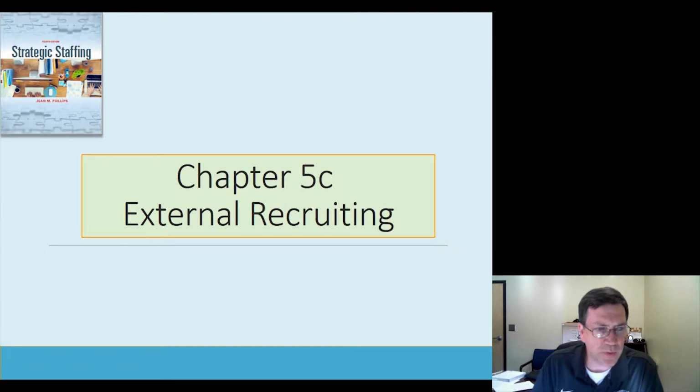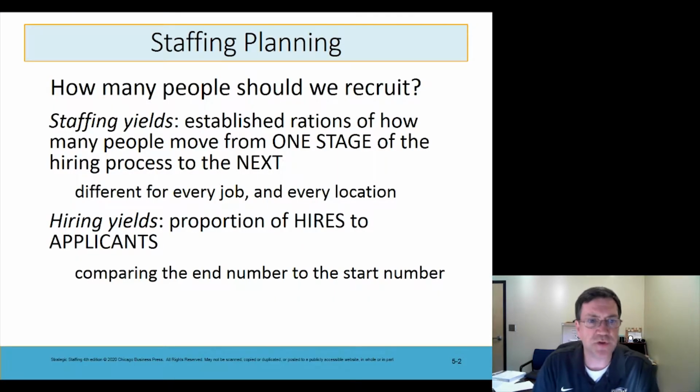So we'll start with external recruiting with a couple of definitions. First of all, the idea behind the video for today is trying to figure out how many people we should recruit, understanding that not everyone who is recruited actually ends up working for us, but we've got to have a bunch of people recruited in order to kind of sort through and find the best. And there's 2 definitions that I want you to remember. These are very important definitions for test purposes, so know the difference between the 2.